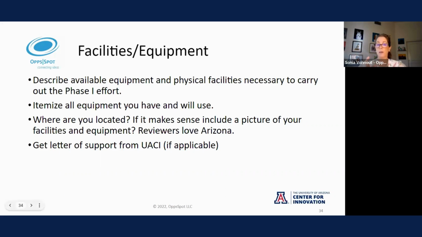And you've got to have justification. If you're a client of the UACI, for example, they can give you a letter of support indicating what equipment and lab and facilities and what other kind of support they give their clients. I just put that as an example, but you could have other incubators or accelerators or universities you're working with that could provide that, or national laboratories as well.